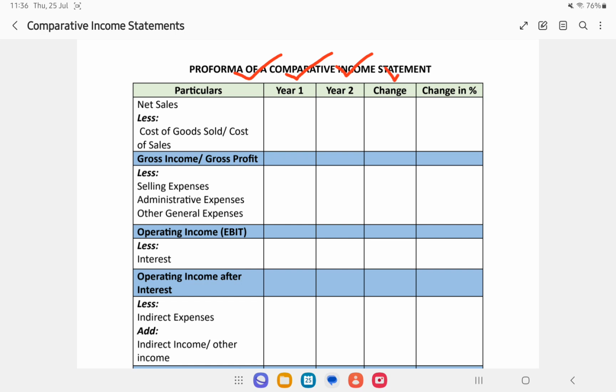Now in the third column, we will mention the change. What happened to each value mentioned here and here when we compare year 1 and year 2. That change would be mentioned here. Don't worry, we will see how to do a practical question. We will understand more there.